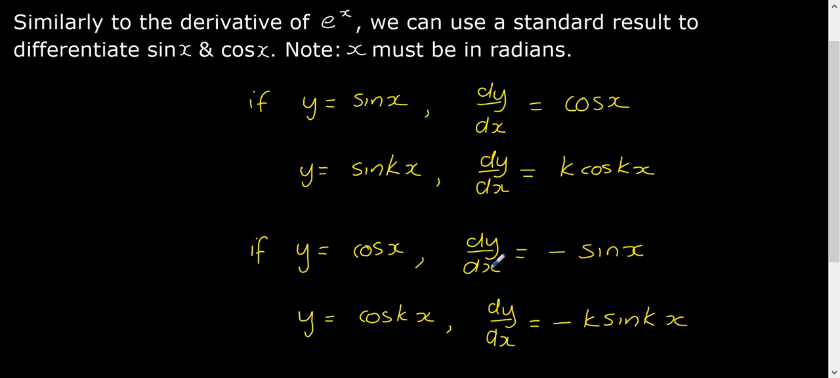If y equals cos x, then dy by dx is minus sine x, which is annoying. So you do have to remember these the right way around. Sine differentiates to cos, but cos differentiates to minus sine. But we can also apply the rule with k's. If y equals cos kx, then dy by dx is minus k times sine kx. So this will be a very quick video. Let's have a look at some basic derivatives and then have a look at a slightly more difficult problem.